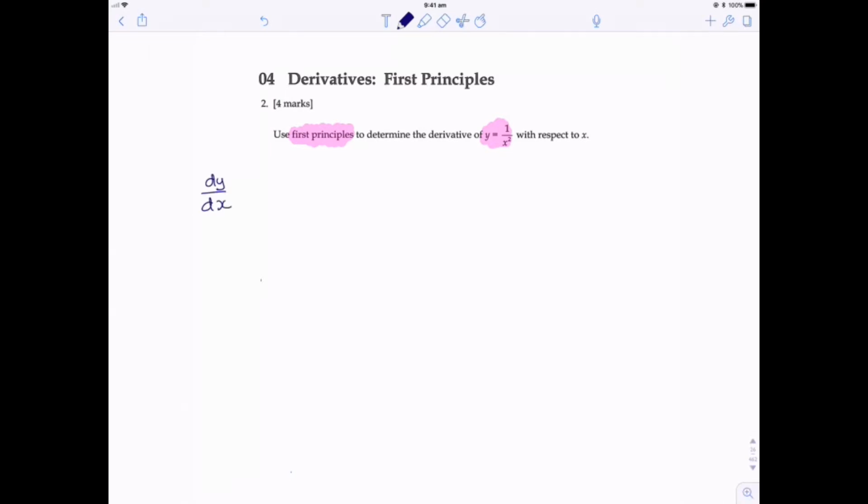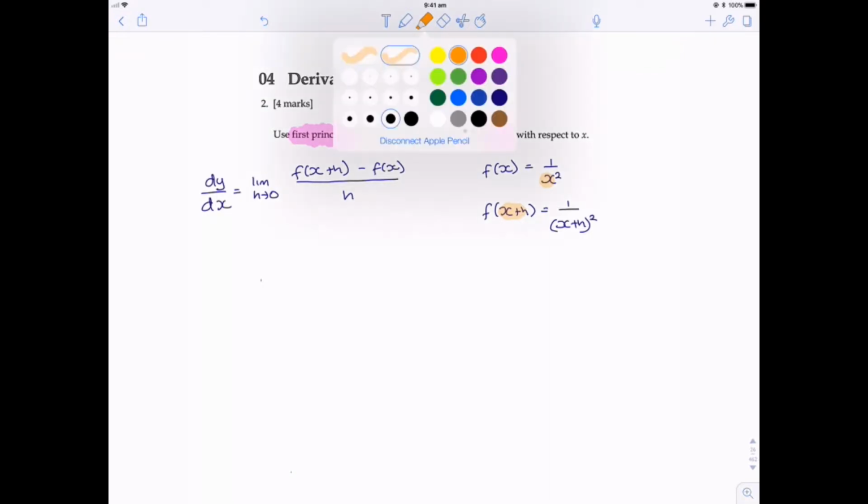dx is given by the limit when h approaches 0, f of x plus h minus f of x all over h. Okay, and we're told that our function y, or f of x, is 1 on x squared. That means that f of brackets x plus h is 1 on x plus h squared. So wherever we see x in this equation, we replace it with x plus h.